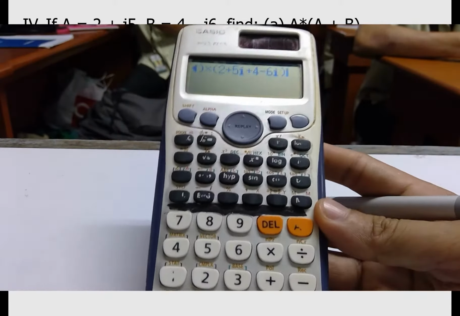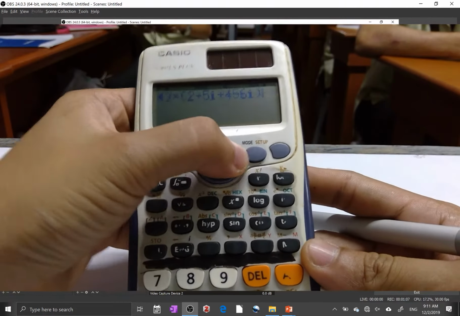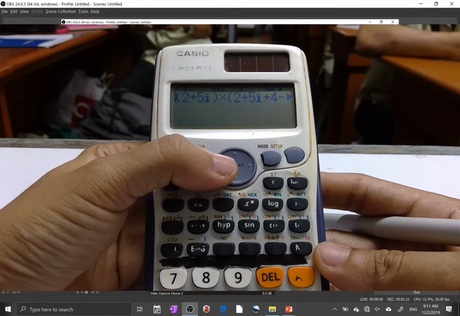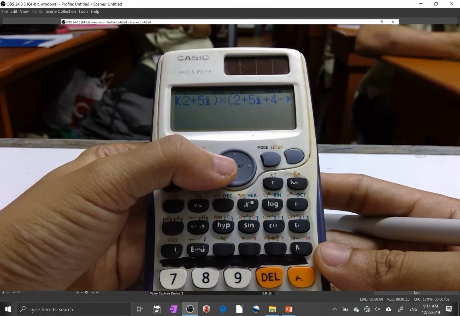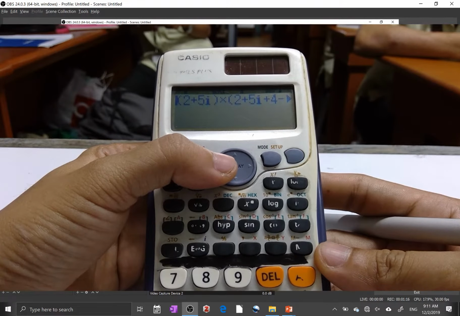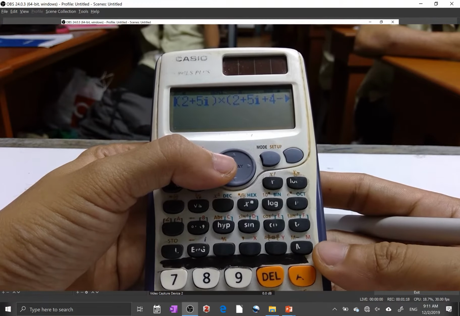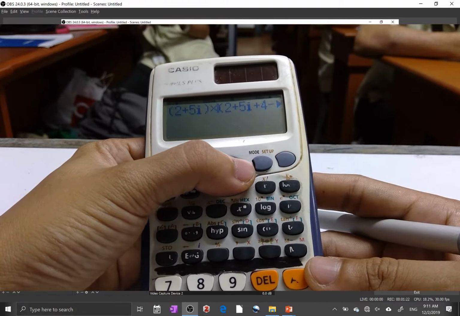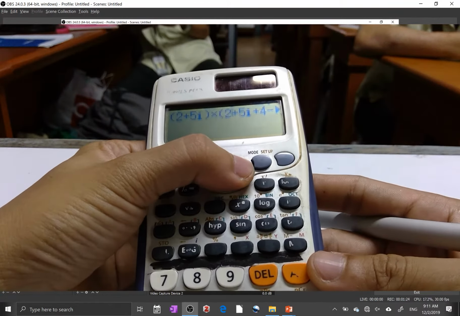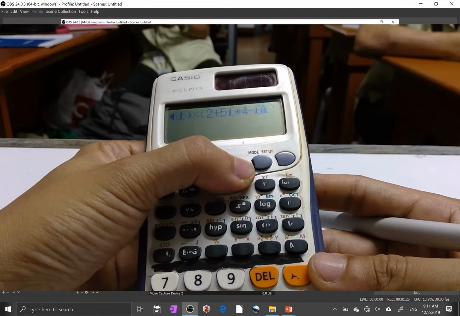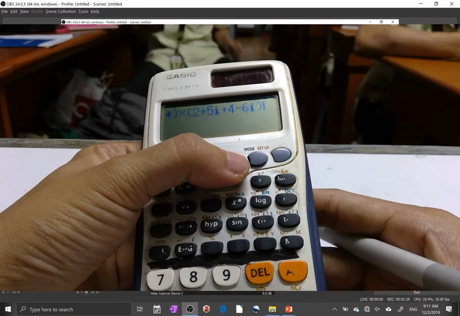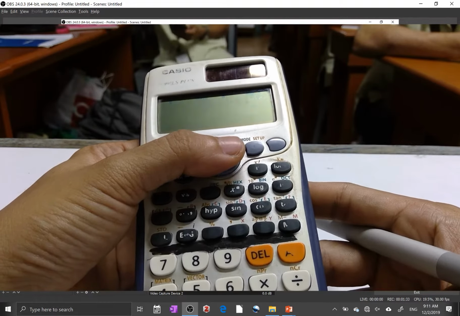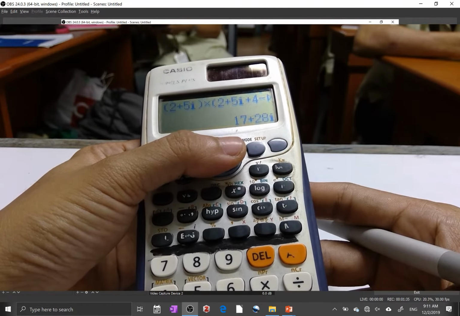Okay, so you can see here the one in the calculator, 2 plus 5i. Then you put parentheses, otherwise only 5i will be multiplied by the other side. So this is your a, 2 plus 5i, plus 4 minus 6i. So you press enter, equals, and then you have 17 plus 28i.